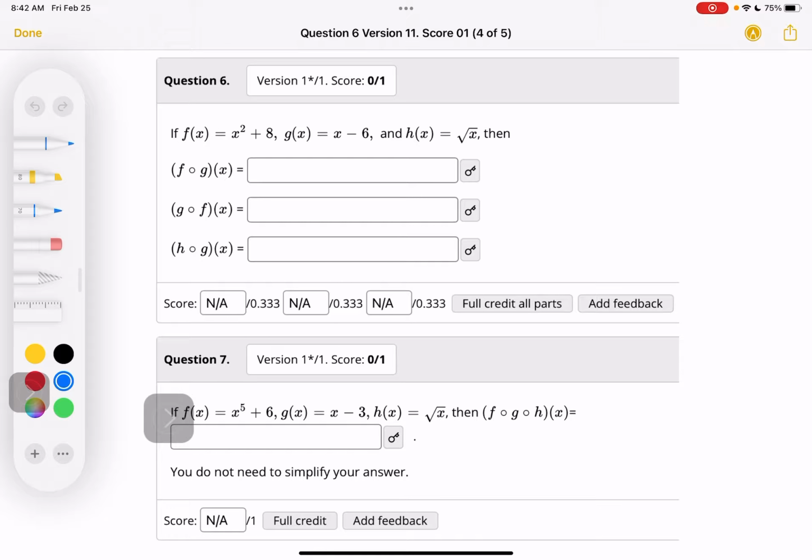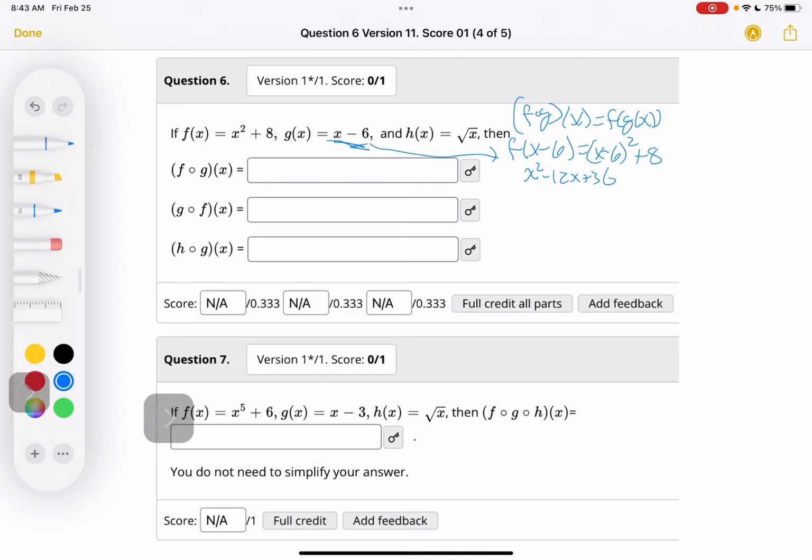So for f of g of x, no, let me rewrite that. That's f of g of x is f of g of x. So that means it's going to be f of x minus 6 because g of x is x minus 6. So that means x minus 6 will replace the x in the x squared. So x minus 6 now gets to be squared plus the 8. So that's x squared minus 12x plus 36.